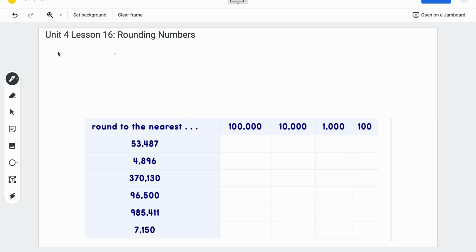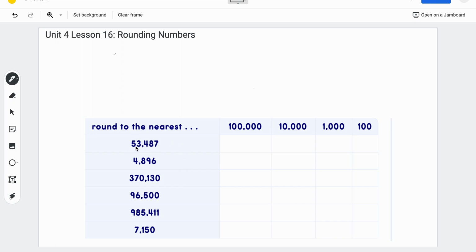In today's video, we are going to discuss Unit 4, Lesson 16, Rounding Numbers. So, how do we round numbers? We can round numbers to the nearest 100,000, to the nearest 10,000, to the nearest 1,000, or to the nearest 100. So this is what we're going to do for this exercise.